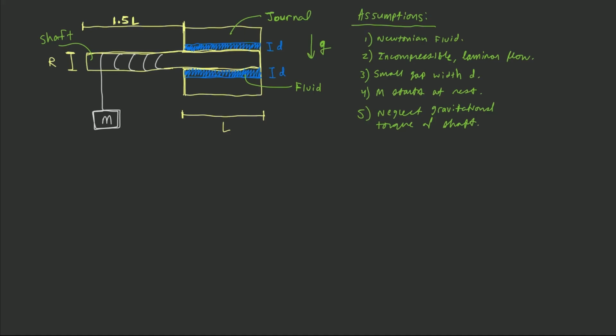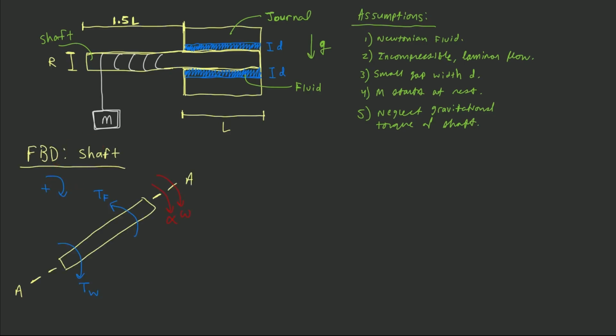So first, let's draw a free body diagram for our shaft within the journal. Here we have our free body diagram of our shaft, and we've assumed that clockwise is positive. In these problems, we don't necessarily know the directions of alpha or omega, so we really just have to make a guess, assume a direction for those variables, and then carry that assumption consistently throughout the problem. If we do that, the math will typically work out the signs at the end.